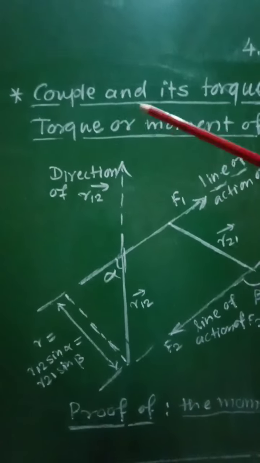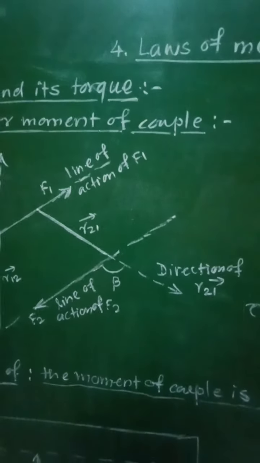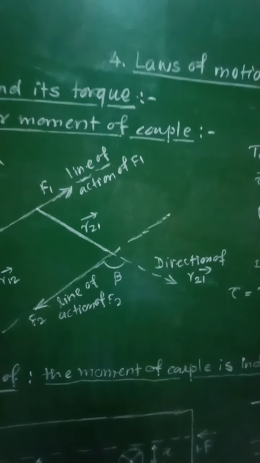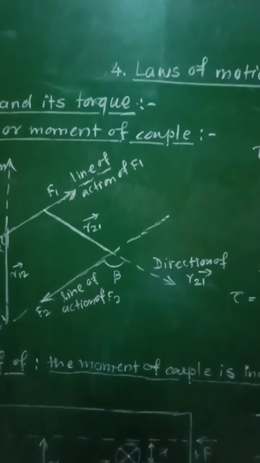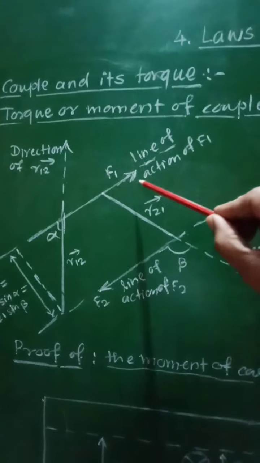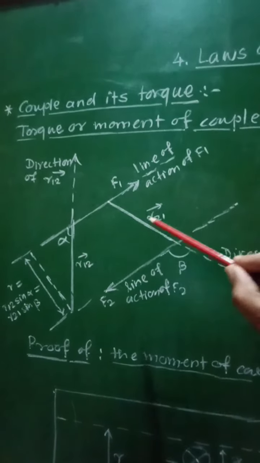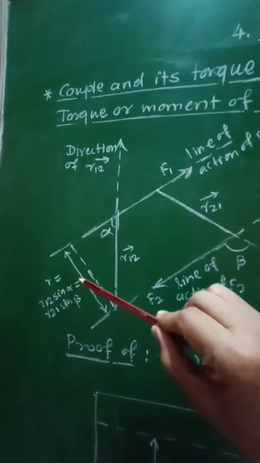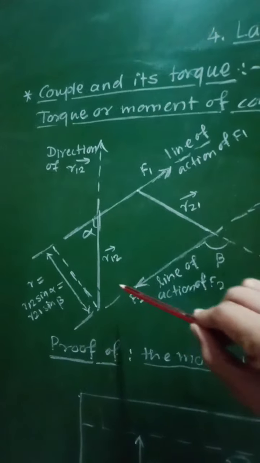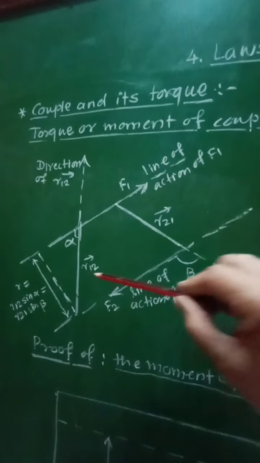Now let us see the torque or moment of couple. For that purpose, let us consider a couple consisting of two forces F1 and F2. This is F1, this is F2. These are the two forces having R as the perpendicular distance between them.